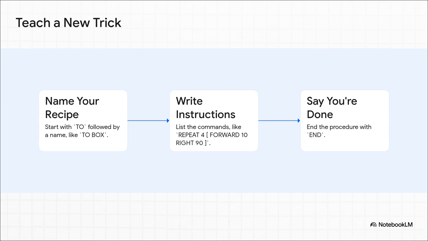First, you give your recipe a name. You start with the word to, so to box. Second, you write out the instructions, the actual steps, like telling it to go forward and turn right 4 times. And last, you just say you're finished by typing end. And that's it. You've literally taught your turtle a new word.